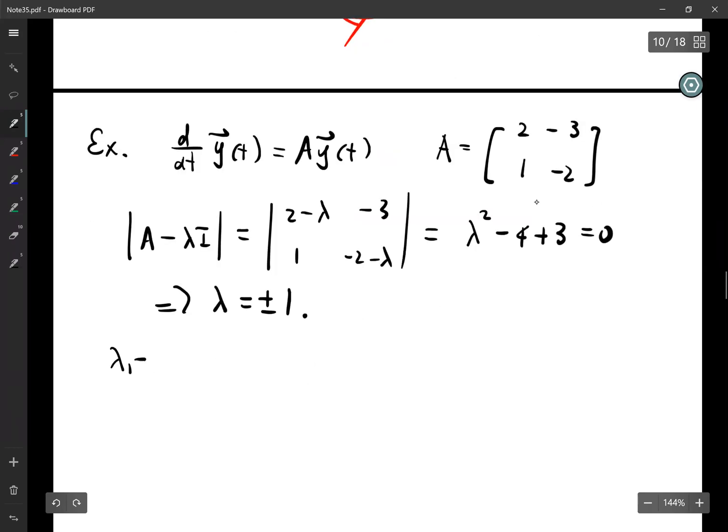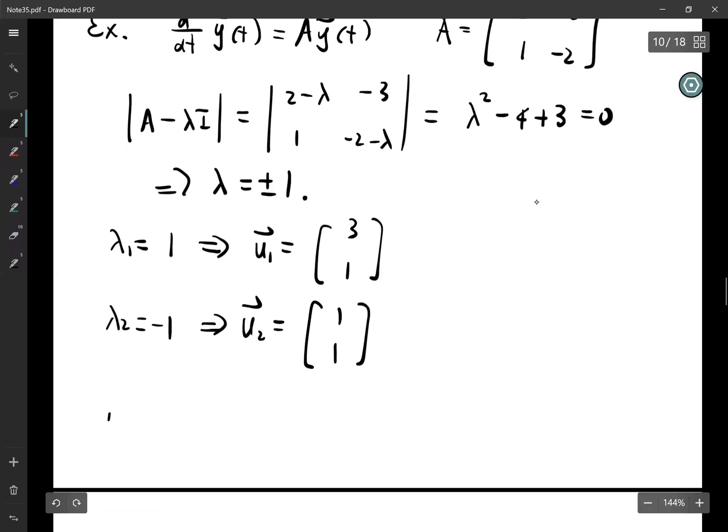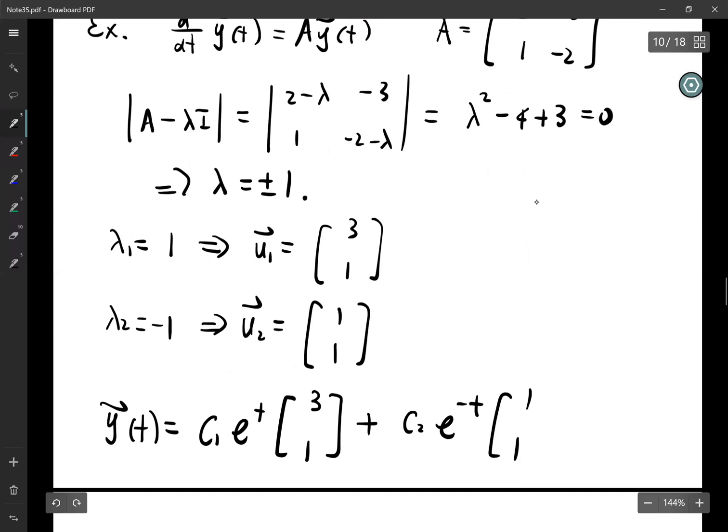Now I solve for the eigenvectors. For lambda 1 equal to 1, plugging in, the eigenvector must be 3, 1. And lambda 2 is minus 1. This is 3, 3, this is 1, 1. So the solution looks like C1 exponential t times 3, 1 plus C2 exponential minus t times 1, 1.